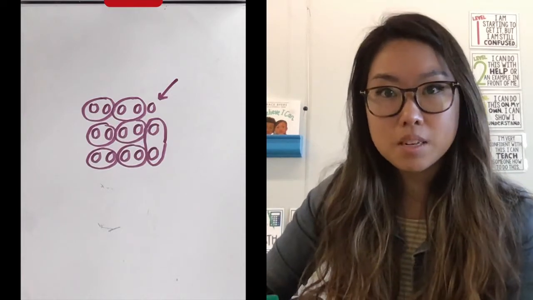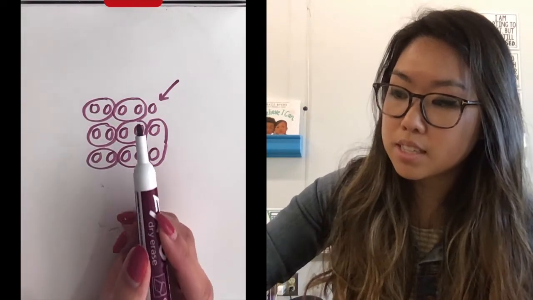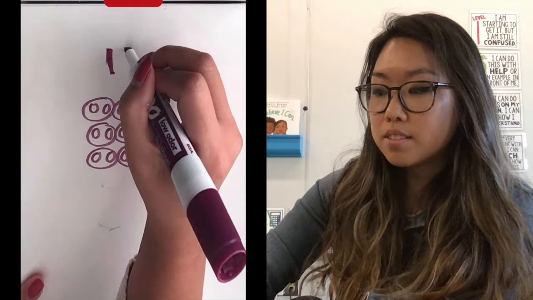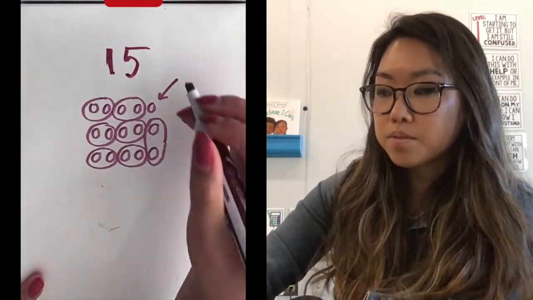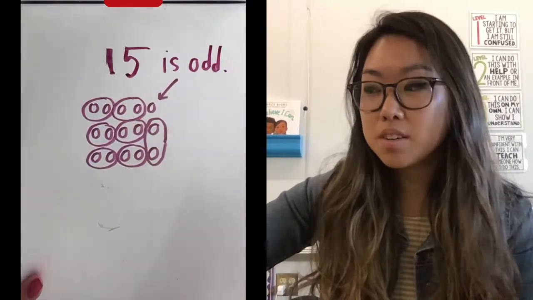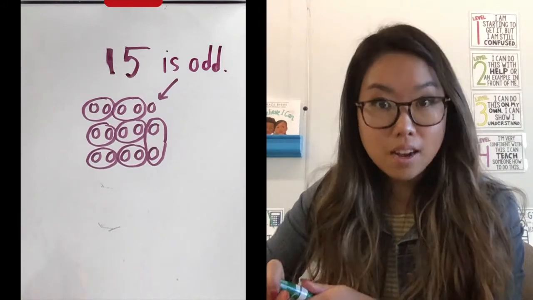So let's see what this number is. So we can skip count. 2, 4, 6, 8, 10, 12, 14, 15. 15 is odd. I know because one of the circles has no partner. That means the number is odd.